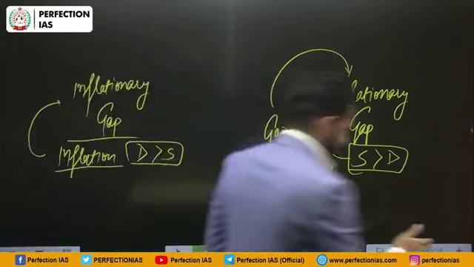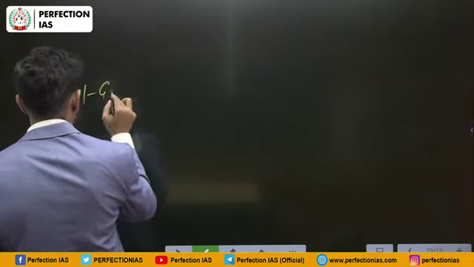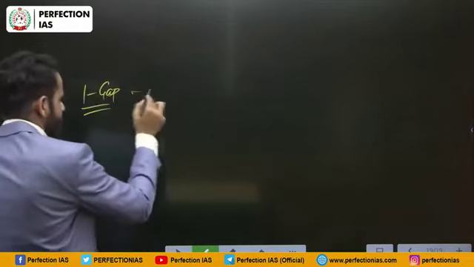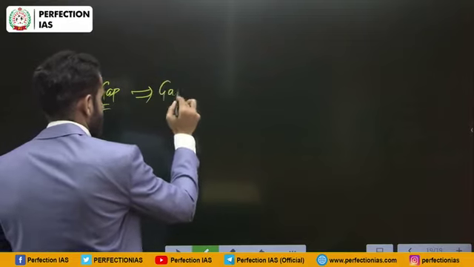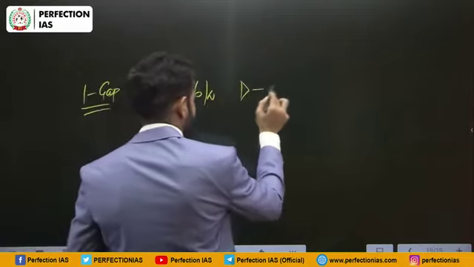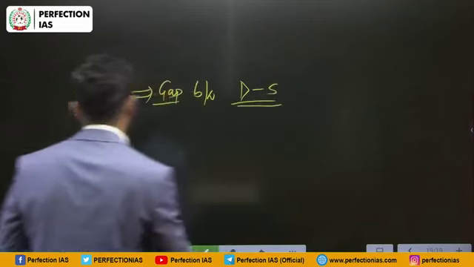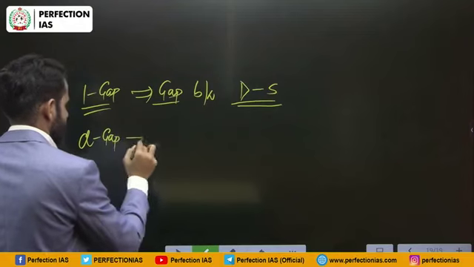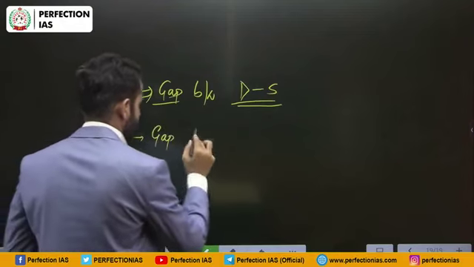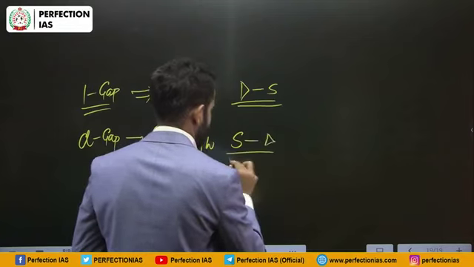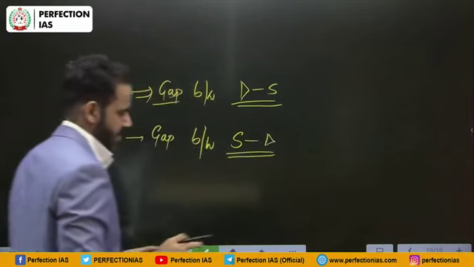So we have covered the I gap, that is inflationary gap. Inflationary gap means the gap between demand and supply. Deflationary gap means the gap between supply and demand.